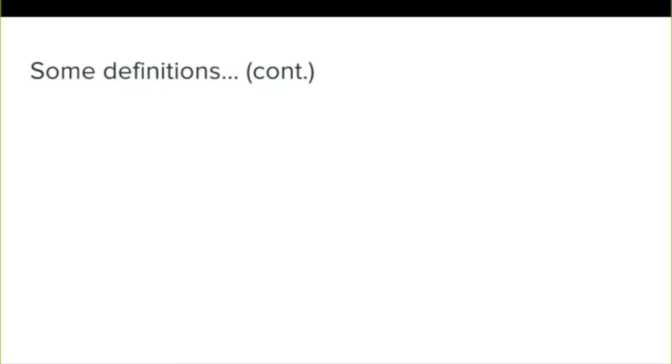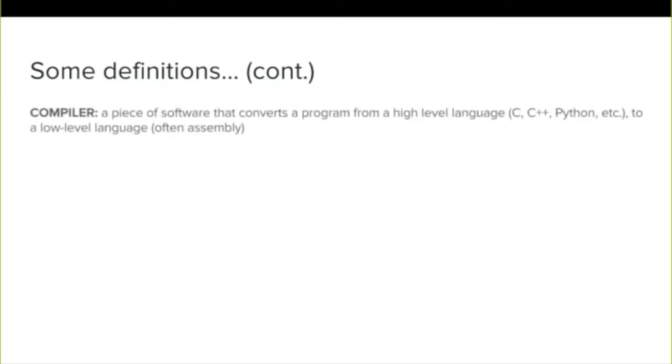But let's move on to the definitions. Alright, a compiler. You guys have all heard this word before, but maybe it doesn't mean to you what it means to me. So hopefully I can clear that up. A compiler is a piece of software that takes a program written in a high-level language, and high-level is a very nebulous term. It can mean a lot of things. In this case, we're referring to languages like C, C++, Python, around that level of abstraction. And we're converting it into a low-level language. In this case, we're referring to assembly. And assembly is just one step above machine code, which is the actual binary bits that run on your hardware, okay?